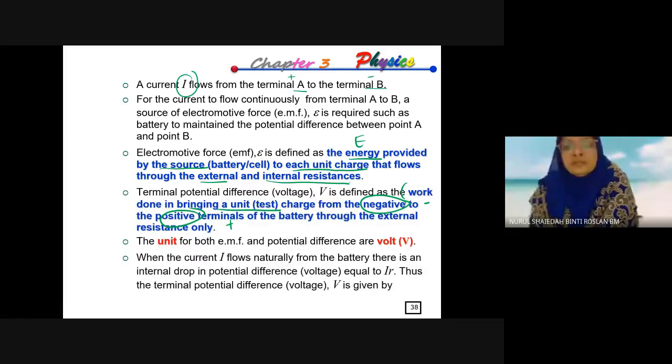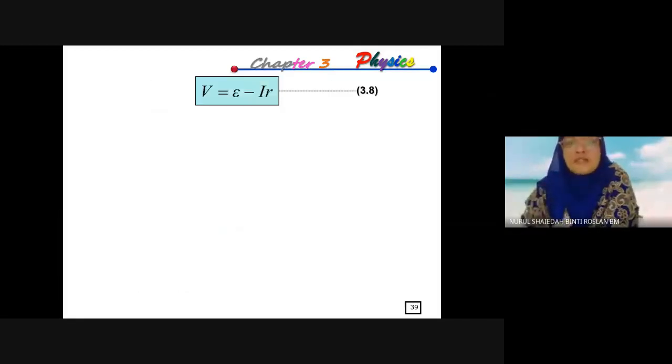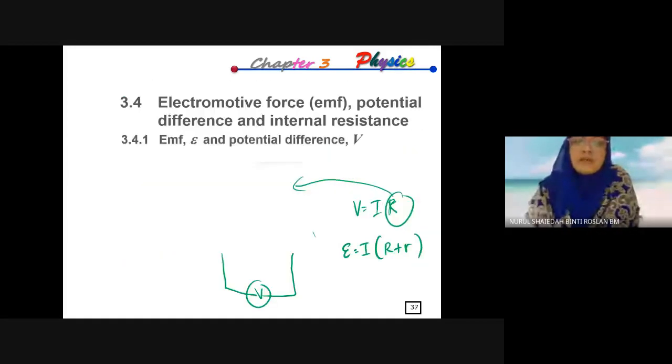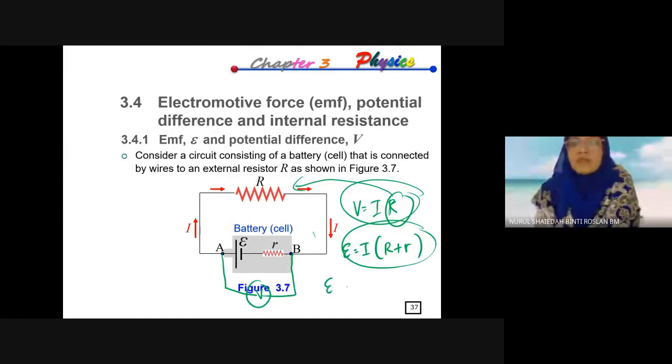Okay, both unit adalah voltage. So kena tahu beza ya. So dari situ, kalau tengok gambar tadi, apa kesimpulan yang awak boleh buat? Awak tengok formula ni. EMF sentiasa lagi besar daripada V. Kenapa EMF is always higher than V? Because EMF is the whole battery punya. V adalah yang melalui sikit. So that's why EMF is always bigger than V.